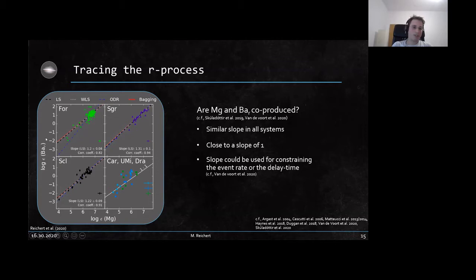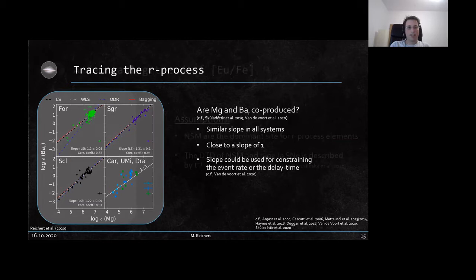You can see here now the result of a fit, basically, with the slope here, and for Fornax it's 1.2, for Sagittarius 1.3, and for Sculptor also around 1.2. So it's not exactly one, but we also knew neutron star mergers to exist. But what's very interesting is that for all systems, it's apparently more or less the same within the error. So this alone could already be an indication that core-collapse supernova could also be responsible for part of the r-process elements.